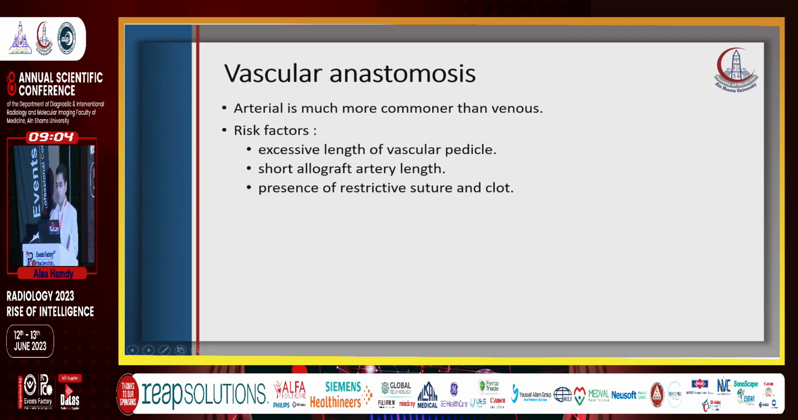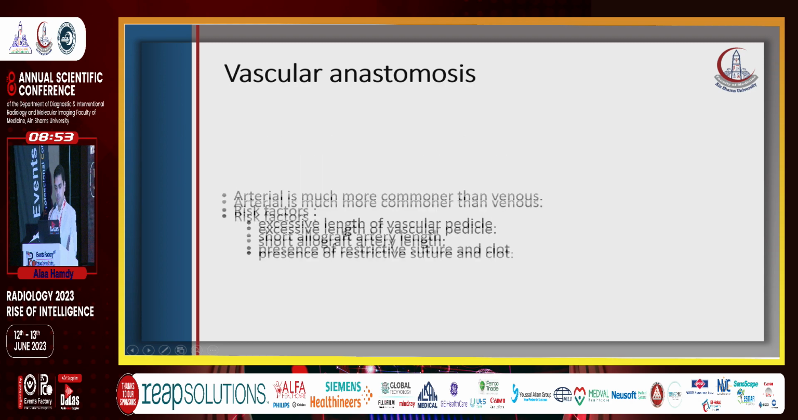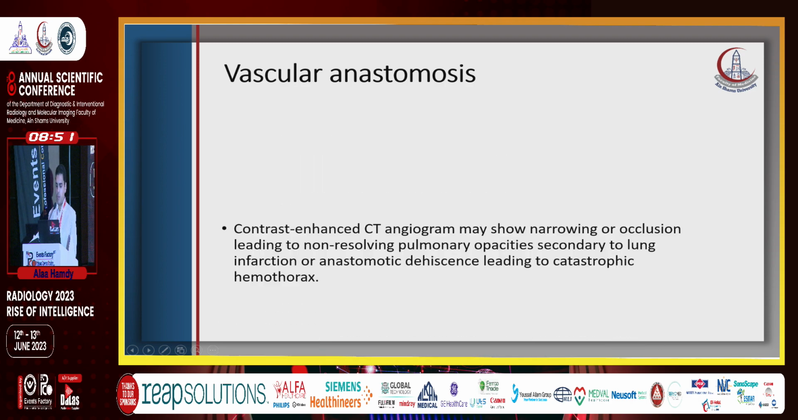Vascular anastomosis: arterial complication is much more common than venous. Risk factors are excessive length of the vascular pedicle, short allograft artery length, restrictive suture and clot. Contrast enhanced CT angiogram may show narrowing or occlusion leading to non-resolving pulmonary opacity secondary to lung infarction.